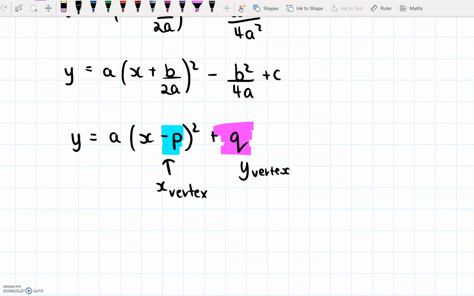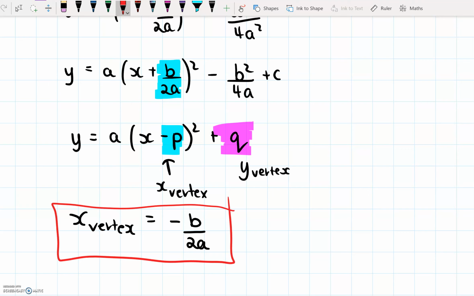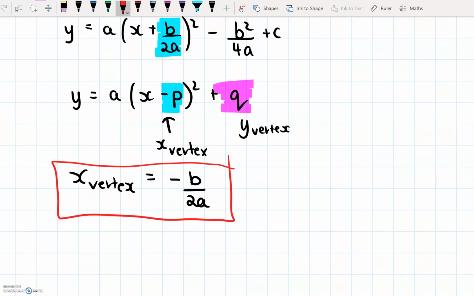All right, so if you compare this to our formula above, the p term is here. Okay, p gives us that the x vertex for a parabola is equal to negative b over 2a. All right, and that is what I want you to get out of this lesson. Okay, that the x vertex is negative b over 2a. All right, you can now use this formula to find the vertex of any parabola.